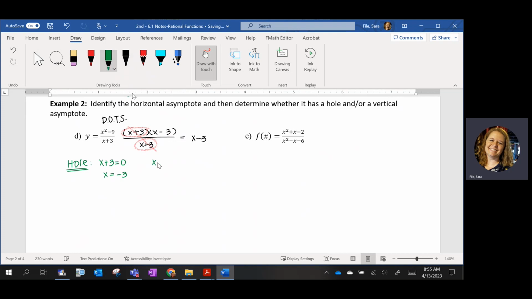So x minus 3, we're going to take -3 and we're going to plug it in. So we have -3 minus 3. I guess I should write y equals here. That might help it make more sense. Okay, and we're going to get -6. So that's the y value of the hole. So the hole is at -3, -6.